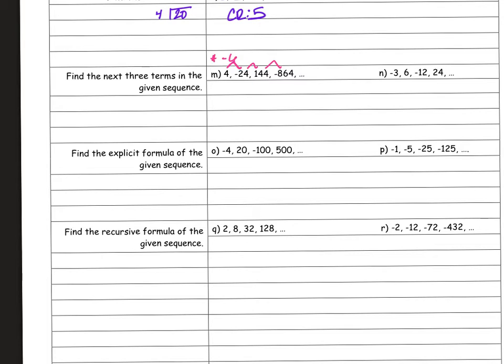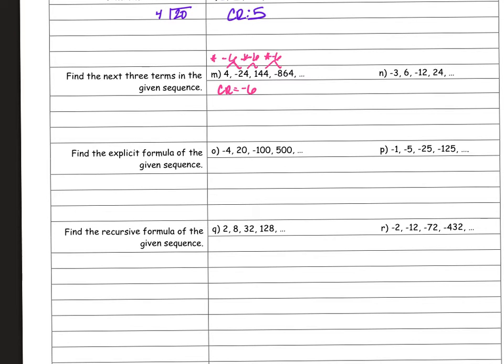So now I'm just going to test it. I'm going to take my calculator and say negative 24 times negative 6. Does that give me 144? And guess what? It does. And then I can test it one more time just to be on the safe side. I can say 144 times negative 6 gives me negative 864. So that is correct. So what am I doing? I'm taking my common ratio, which is negative 6, and I'm multiplying it by all the terms, right?